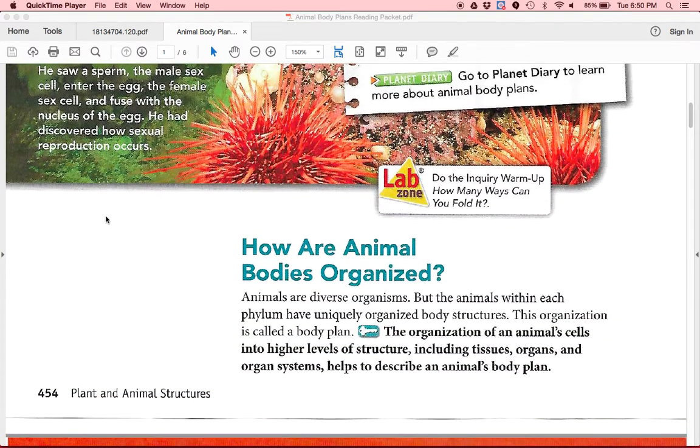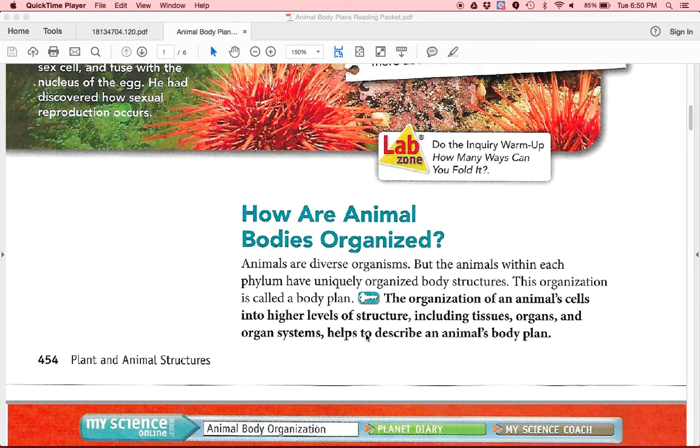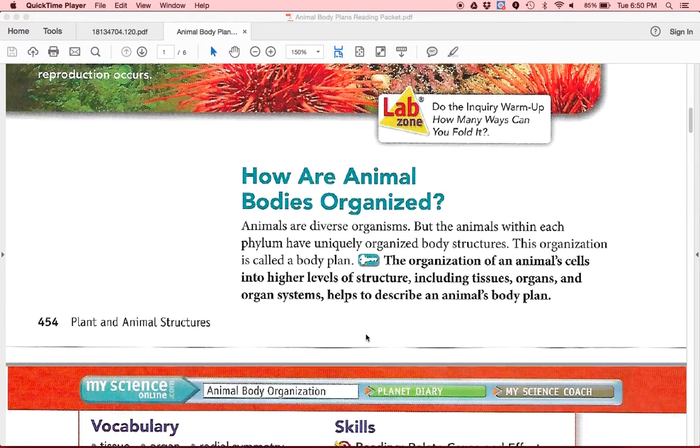How are animal bodies organized? Animals are diverse organisms, but the animals within each phylum have uniquely organized body structures. This organization is called a body plan. The organization of an animal's cells into higher levels of structure, including tissues, organs, and organ systems, help describe an animal's body plan.